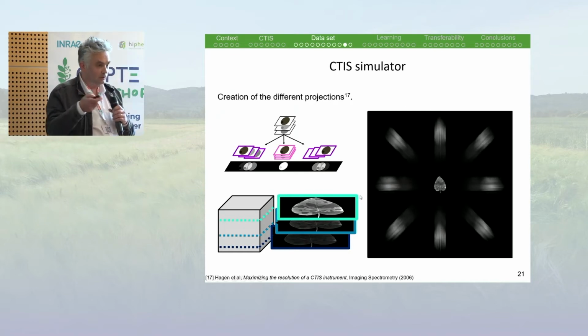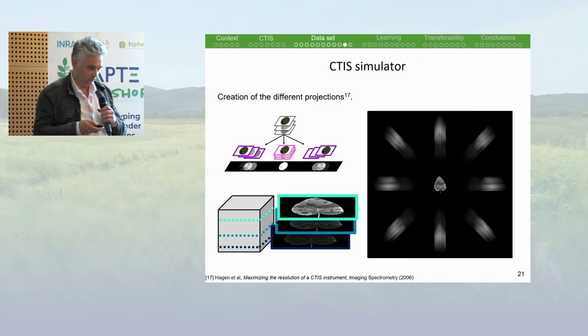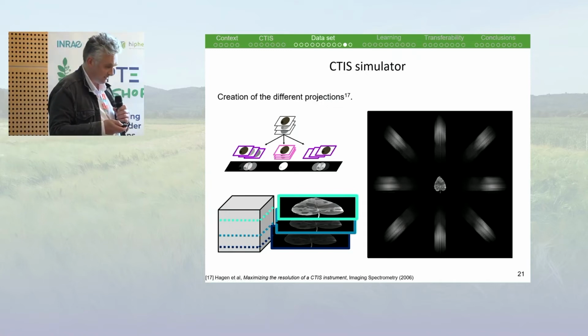So it was mimicking all the projections, as if you had cards spreading out. So then you have the final simulated CTIS image.